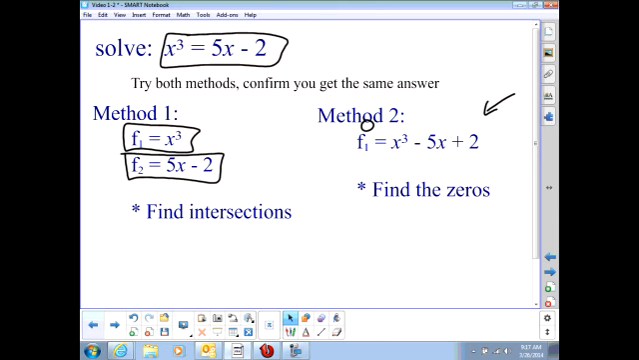So that's two different other ways that you can use your intersection feature on the calculator or finding zeros.